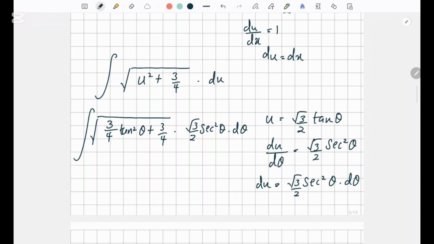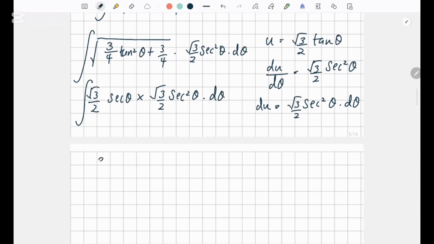Now let's take 3 over 4 out, so it's going to be root 3 over 2 into root of tan squared theta plus 1, which is sec squared theta, and root sec squared theta is sec theta, right? So meaning that's sec theta into root 3 over 2 sec squared theta d theta. So now this is 3 over 4 into sec theta into sec squared theta d theta.